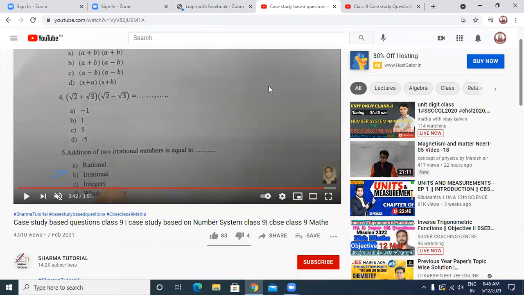If the question is, write an example of two irrational numbers whose sum is also irrational, what will you write? Root 2 plus root 3 is the answer, because root 2 and root 3 can't be added. You can write one more example, root 2 plus 2 root 2. That is 3 root 2, which is again irrational.